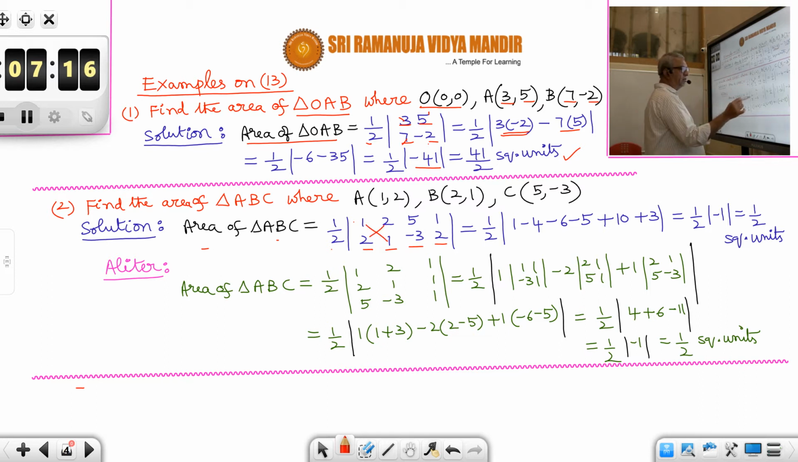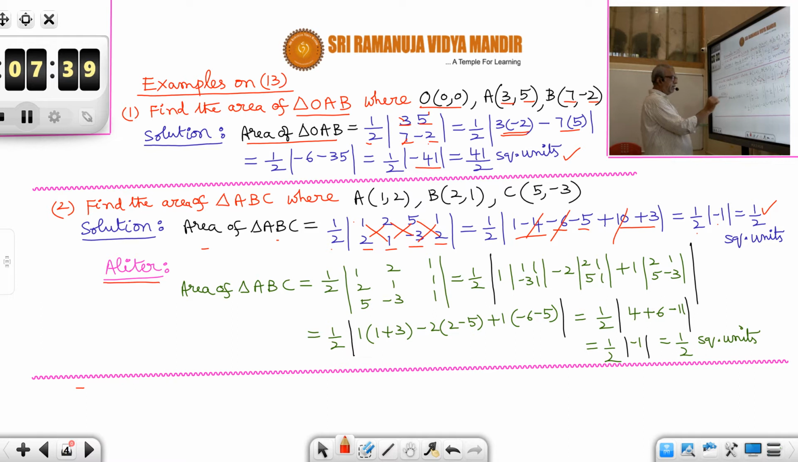1 minus 4. Next, minus 6 minus 5. Next, 10 plus 3. Afterwards you can simplify. Minus 10 plus 10 get cancelled. So 1 plus 3, 4 minus 5, minus 1, but mod of minus 1 is 1. So half into 1, so 1 by 2 square unit.